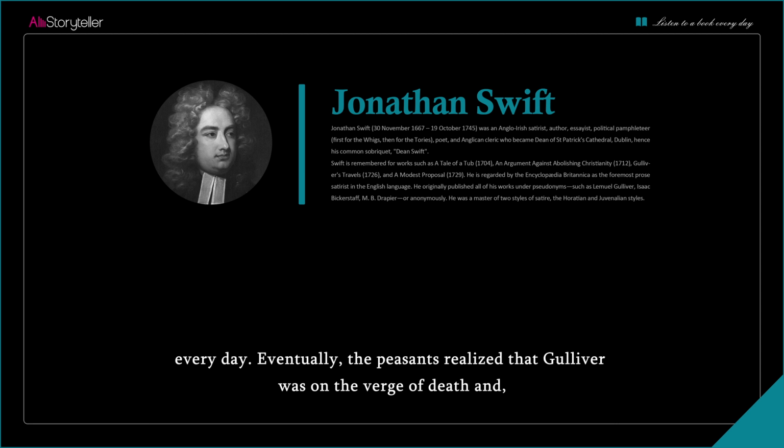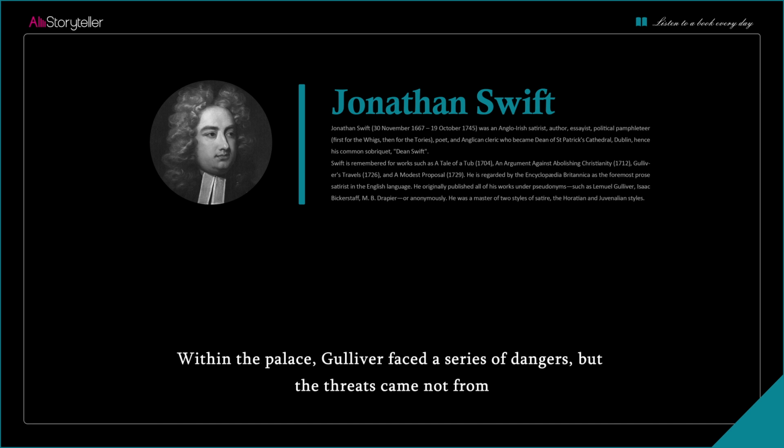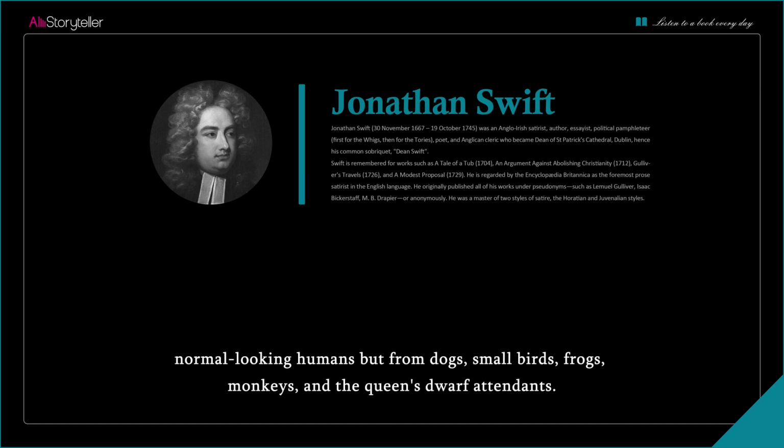Eventually, the peasants realized that Gulliver was on the verge of death and, in an attempt to make some money, sold him to the Queen of the Giants. Within the palace, Gulliver faced a series of dangers, but the threats came not from normal-looking humans but from dogs, small birds, frogs, monkeys, and the Queen's dwarf attendants.